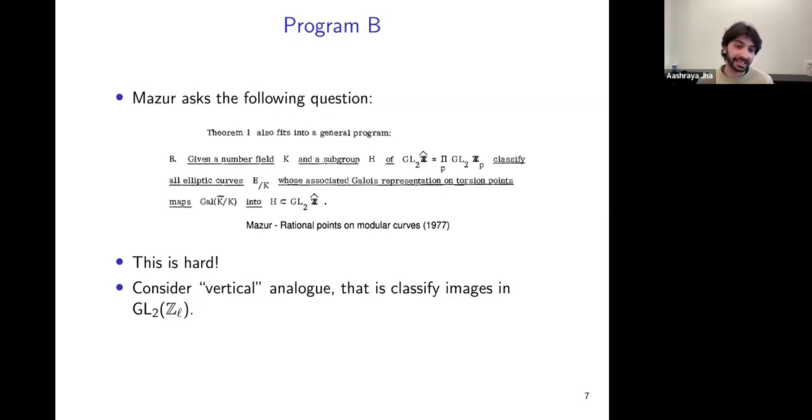This is following Rouse and Zureick-Brown, ℓ-adic images. And this is like a vertical analog, so we just look at it prime by prime.